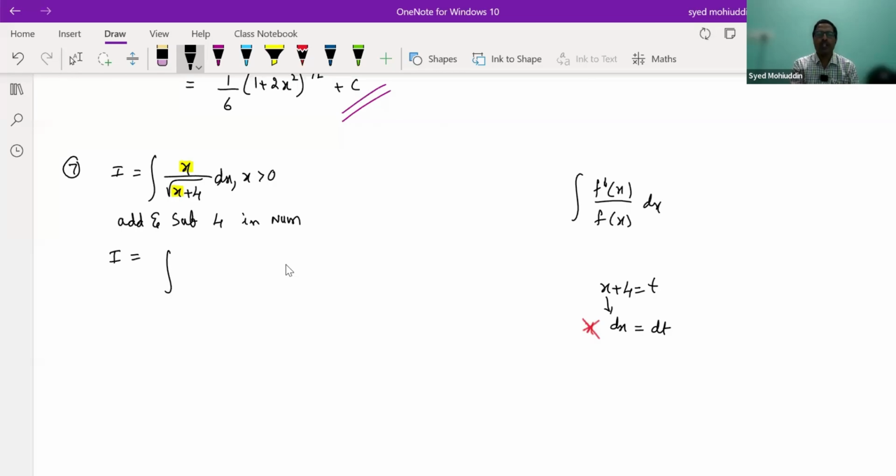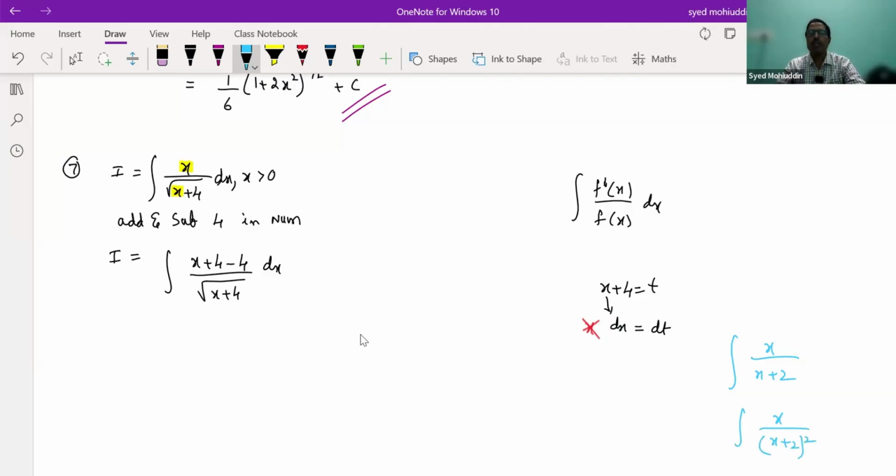So what happens? Let us see. x plus 4 minus 4 whole divided by under root x plus 4 into dx. Now if I cancel out this 4, I'll get back the question. So the question should not be affected by the addition and subtraction of that value. Whenever you have this type of problem, this is the procedure that you need to follow. Even if you have one more example, like x by x plus 2, you'll be doing the same thing. Or suppose you're having x by x plus 2 whole square, even in that case you'll be doing the same thing.